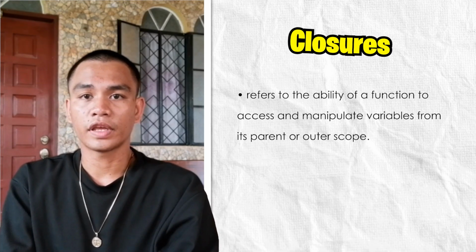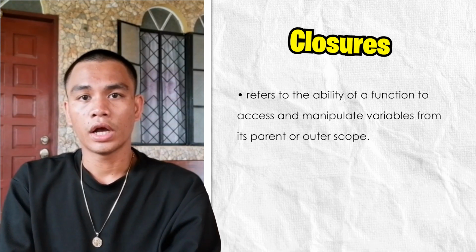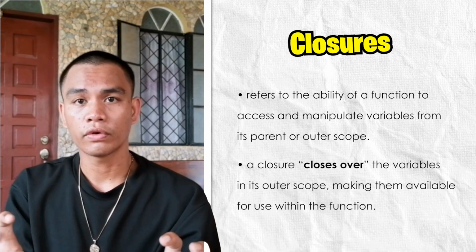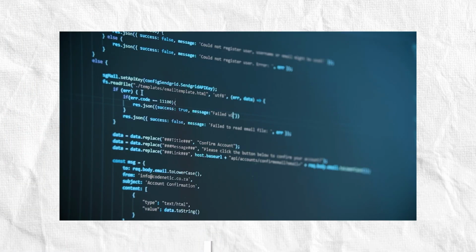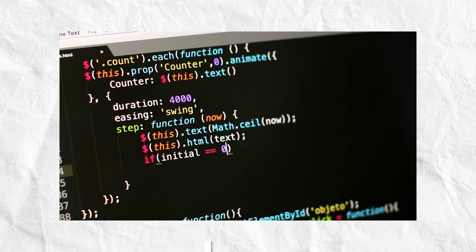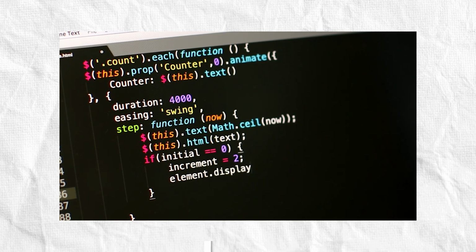A closure is a programming concept that refers to the ability of a function to access and manipulate variables from its parent or outer scope, even after the parent scope has finished executing. In other words, a closure closes over the variables in its outer scope, making them available for use within the function. Closures are useful for a variety of programming tasks such as maintaining state in a function or creating private variables that cannot be accessed from outside the function. They can also be used to create functions that generate other functions, such as in functional programming.